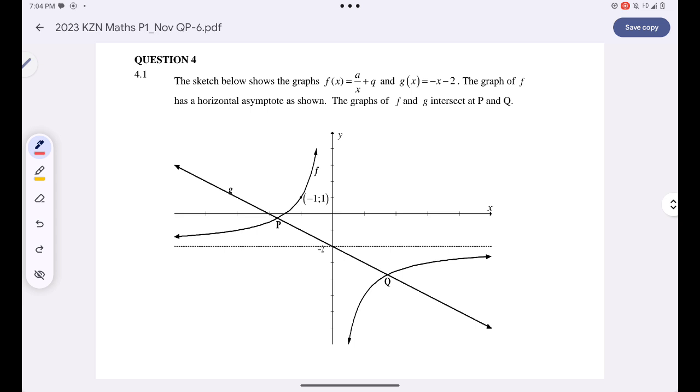Okay, question 4. I'm told that the sketch below shows the graph of f of x and g of x. The graph of f of x has a horizontal asymptote as shown. The graph of f and g intersect at P and Q.